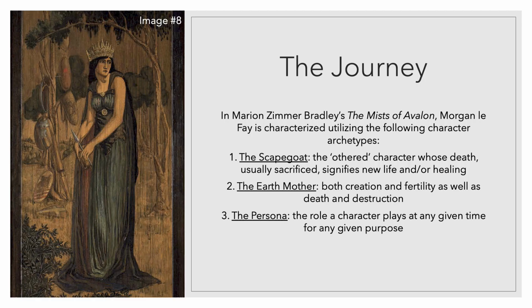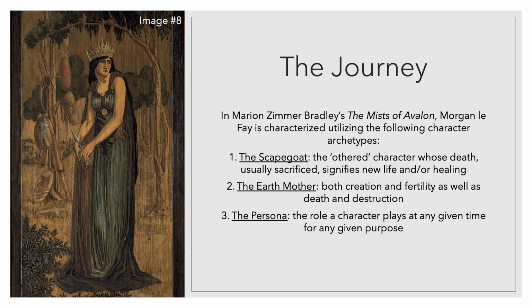Within the Mists of Avalon, Morgan le Fay and the other characters throughout the text are depicted from the beginning of their subsequent stories through the end of King Arthur's life. Our focus, as I'm sure you are all well aware by this point, remains with Morgan. Her journey is defined by three very distinct archetypal characters encompassed in the larger archetypal theme of the journey. These characterizations are the scapegoat, the Earth Mother, and the persona.